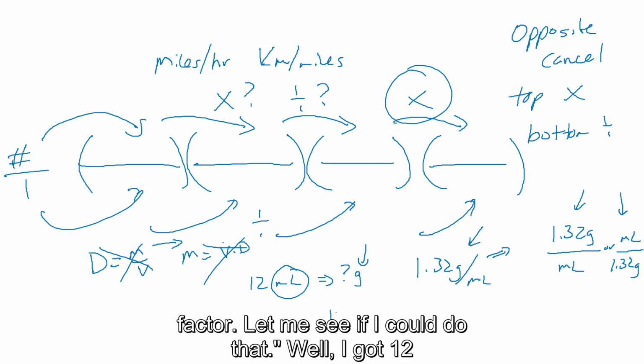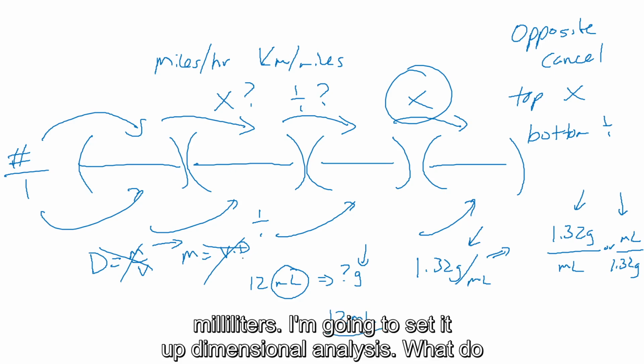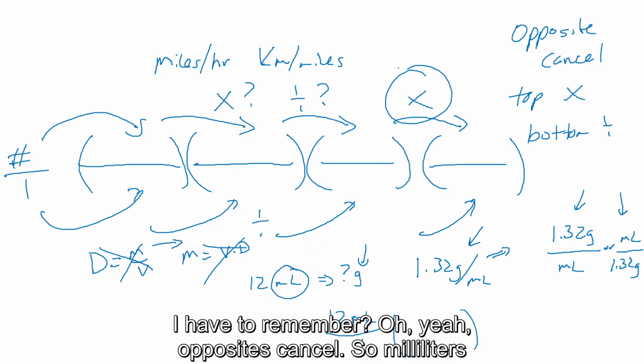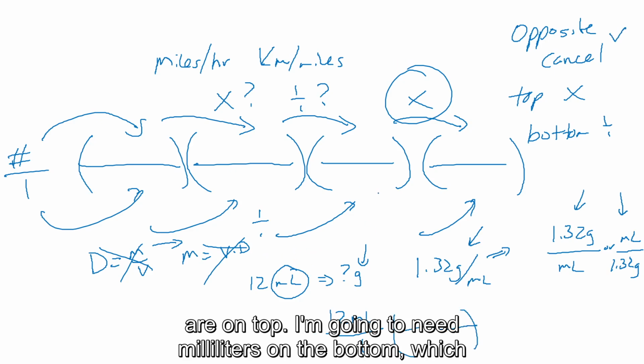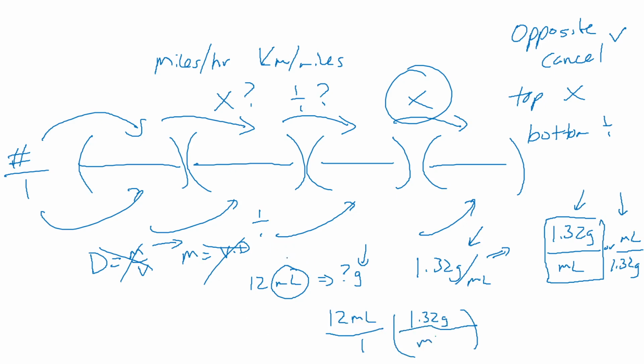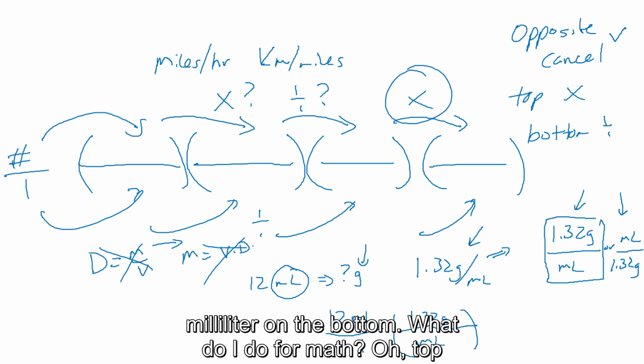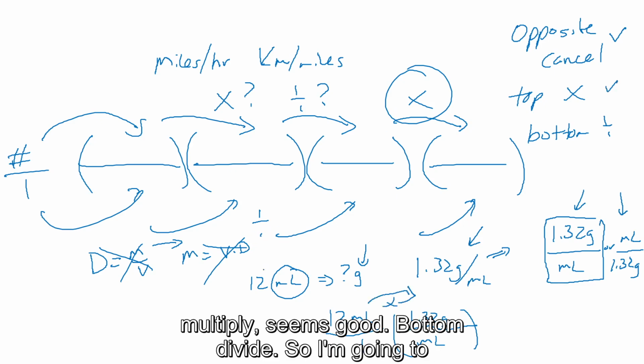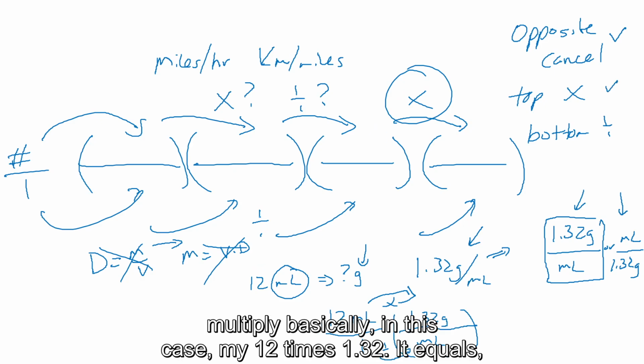Well, I got 12 milliliters. I'm going to set it up with dimensional analysis. What do I have to remember? Oh yeah, opposites cancel. So milliliters are on top, I'm going to need milliliters on the bottom, which should be this conversion factor here: 1.32 grams on top, milliliter on the bottom. What do I do for math? Oh, top, multiply. Bottom, divide. So I'm going to multiply basically in this case my 12 times 1.32, hit equals.